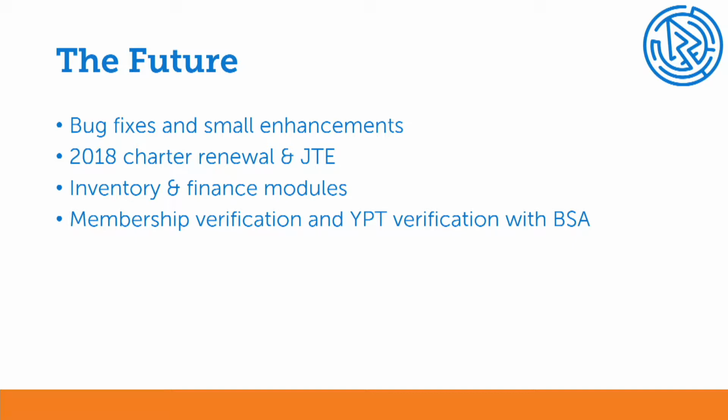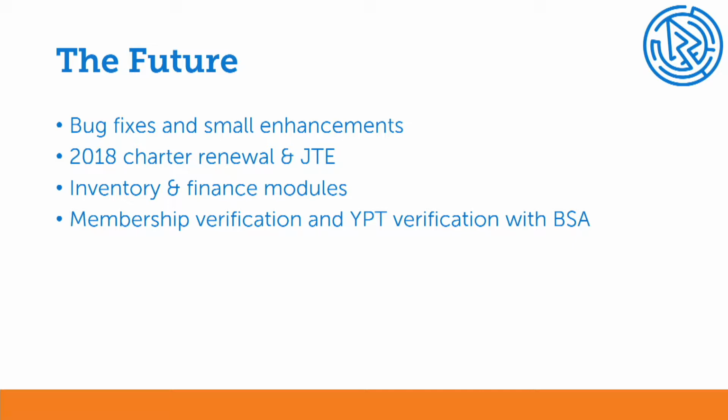We apologize. They've been out there for a little while since we released, but NOAC, the team was busy with NOAC. Now that that is done, we will get back to working on LodgeMaster. So in the near future, bug fixes, enhancements, the charter and JTE will be added by October. Is that October 1st, when the mailing goes out?